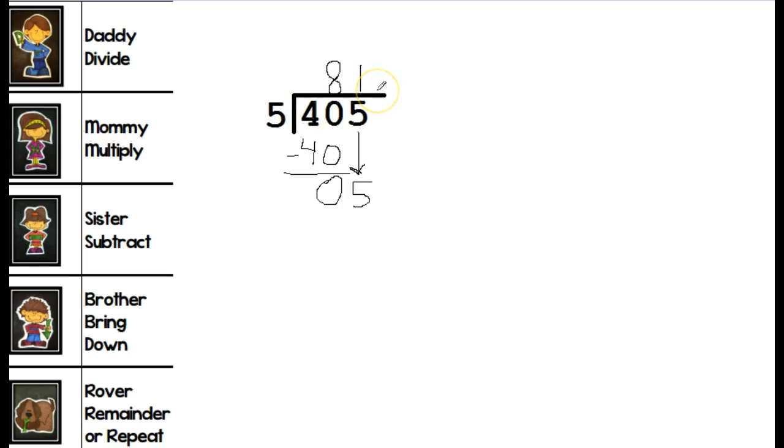Notice that since this is an answer to a division problem, it's going to go up on top over here. Next is multiply. 1 times 5 is 5. I subtract, and I get a 0. Now, when I come to rover, remainder or repeat, there's nothing more to repeat, and in this case I don't have a remainder. So I'm just going to put a little dot in the middle, and this is like my bullseye. This is telling me that I'm finished with my whole process here. So 405 divided by 5 is 81.